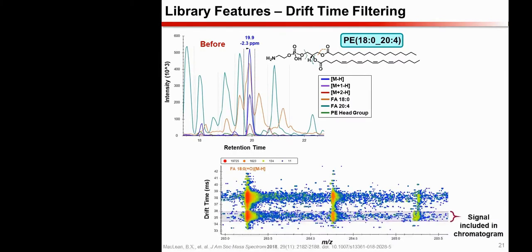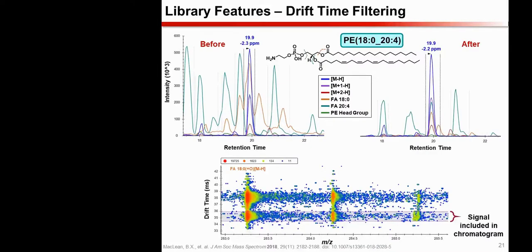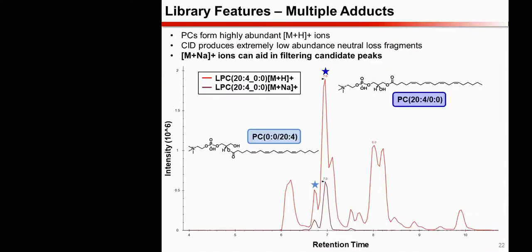But if we use drift time filtering, we can filter out all of this excess signal from these shared fragments. And our chromatogram looks much more clear when only the signal that's contributing to our extracted intensity is at the correct drift time of our lipid of interest. So you can see at the bottom here at that fatty acyl 18:0 peak that we obviously had another lipid at that same retention time at a much higher drift time that was contributing to our fragment signal.